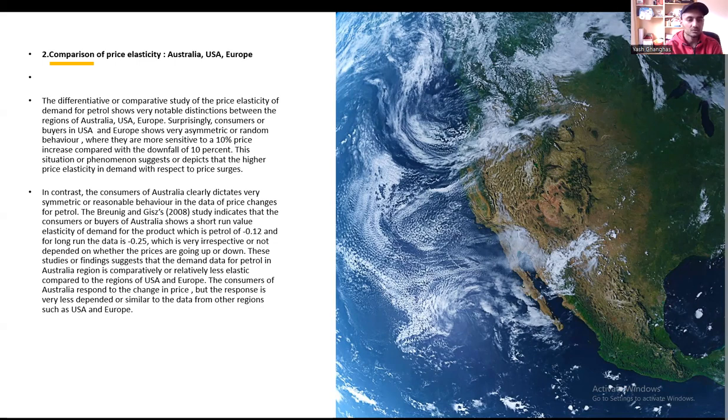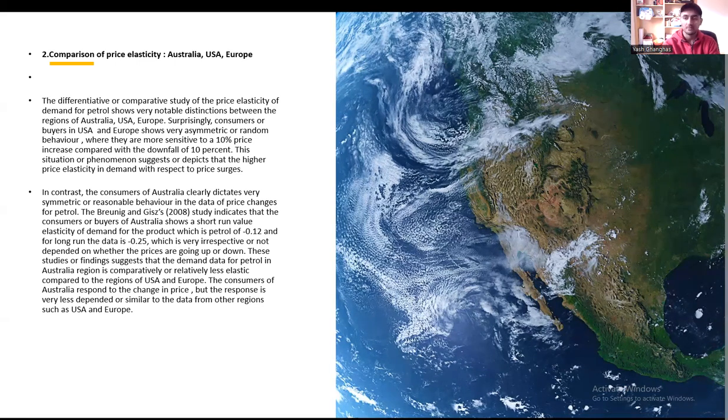So surprisingly, consumers in USA and Europe show very asymmetric behavior where they are more sensitive to a 10% increase compared with a 10% decrease. So the citizens of US and Europe are more sensitive to an increase in price of 10%, while they are not mainly affected by a decrease of 10%.